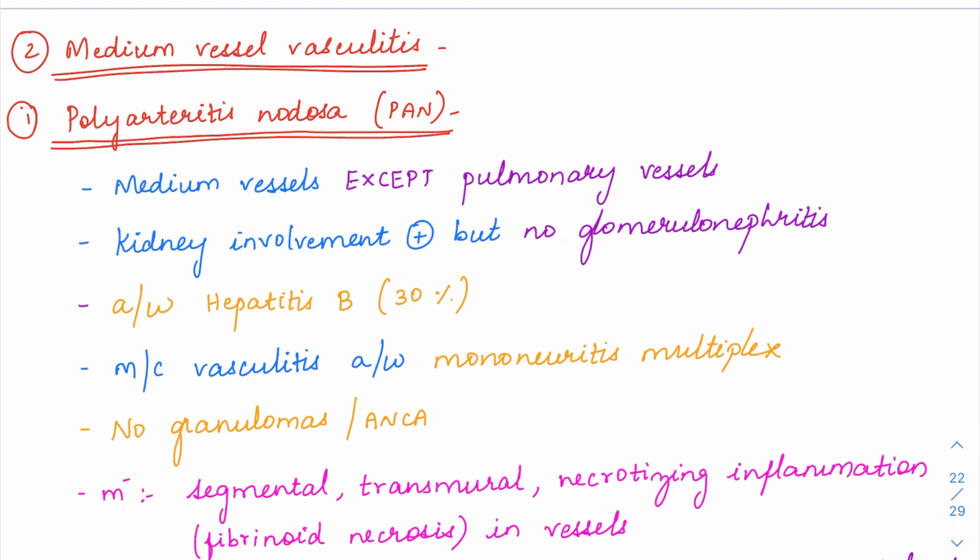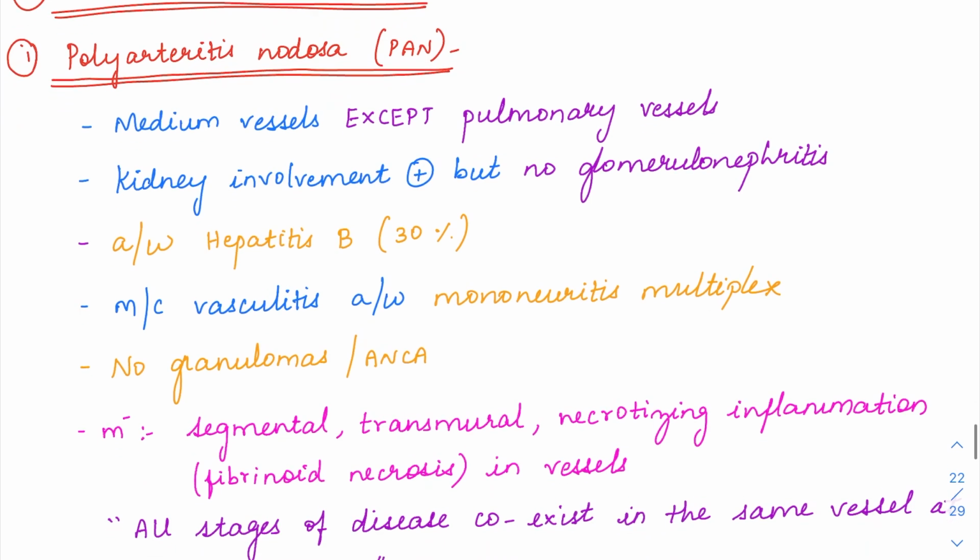Now we'll move on to medium vessel vasculitis, starting with polyarteritis nodosa. Just remember it is going to have multi vessel involvement, and here the P will not go with P. The P of polyarteritis nodosa will not go with the pulmonary vessel. So there will be no pulmonary vasculature involvement. That is how you remember it. Pulmonary vessels will be spared in PAN.